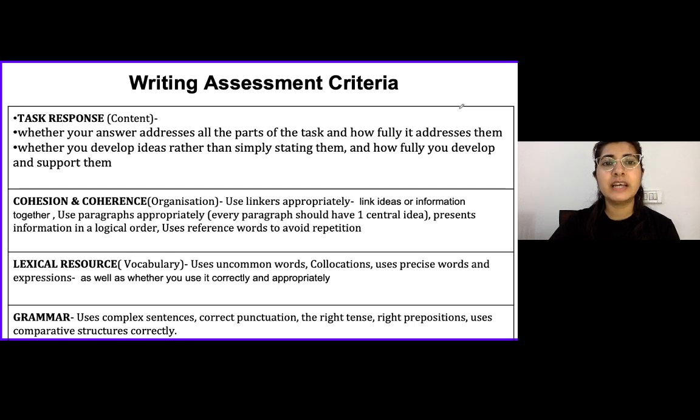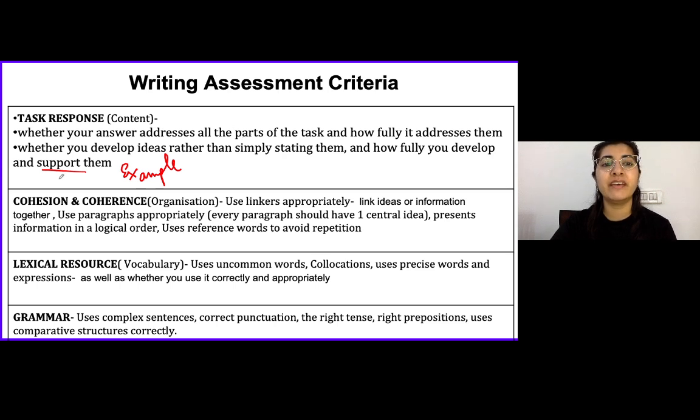Let's have a look. Task response simply means the content of your essay. First of all, it should be well developed. That means at least 270 words, and your ideas should be supported. Now, how do you support your idea? Very simple. You can support it by giving a relevant example with the same. Along with that, you need to make sure that you've answered all parts of the question. Sometimes the question may have more than one part.